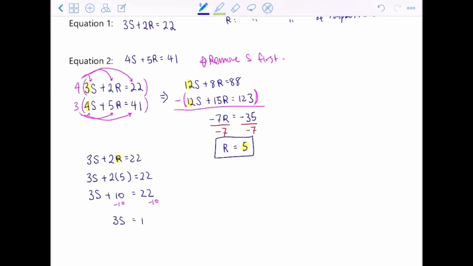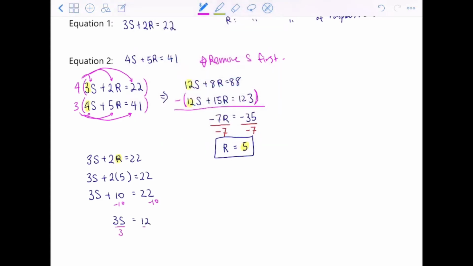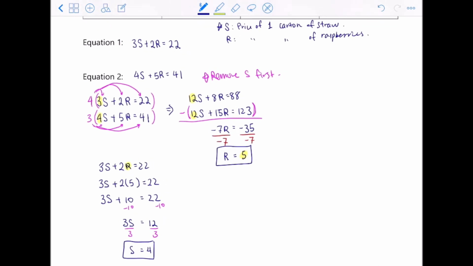3s equals 12. And then isolate s by dividing it by 3. So s equals 4. Okay, so we're not done yet. Although we did define what those variables mean, we do have to restate them with correct units. So the price of 1 carton of strawberries is $4, S for strawberry.